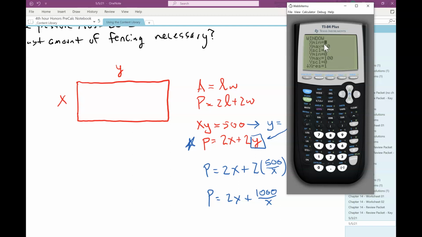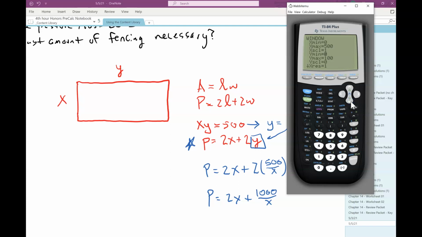What's the minimum value for a length? 0, right? And the maximum length for x could be 500, right? If this is just like a 500 by 1 fence. That's going to probably be way more than I need, but let's do that.